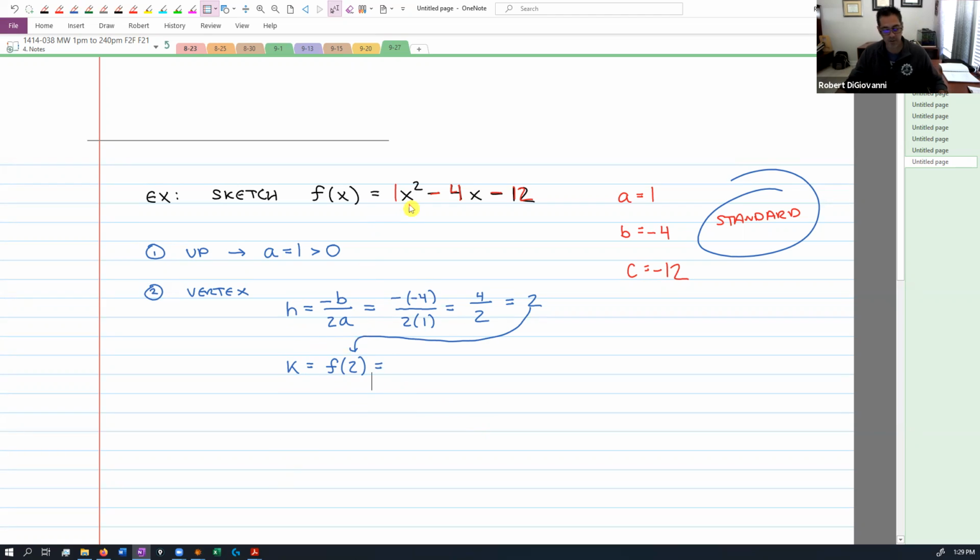So now I plug 2 into the original function, which means I just replace all the x's with 2's. And for this, I get 4, take away 8, take away 12, negative 16. So my vertex is a point. It's the point 2, negative 16. Questions?